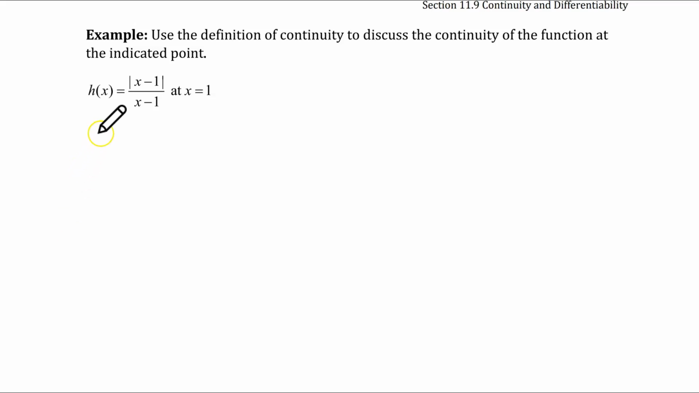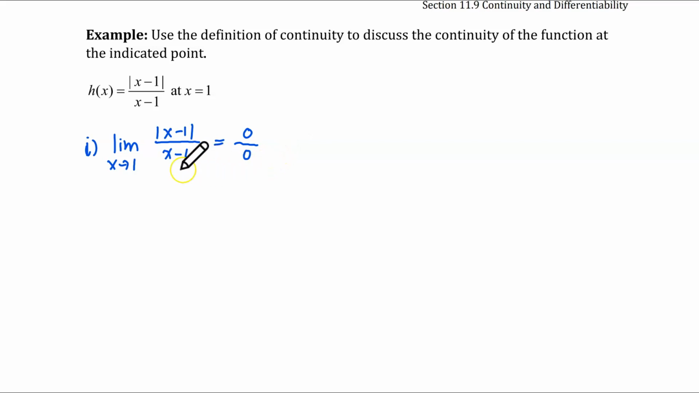Another example. Let's discuss continuity of this function at x equals 1. First, let us look at the first condition. Let's find the limit of the function, absolute value of x minus 1 over x minus 1, as x approaches 1. Now, if you plug in 1 to the x here, you get 0. And then if you do the same thing in the denominator, you also get a 0. And so we get an indeterminate form.